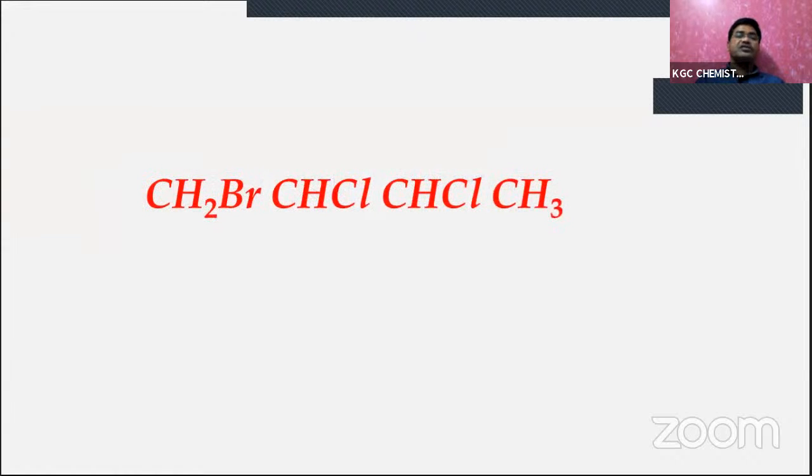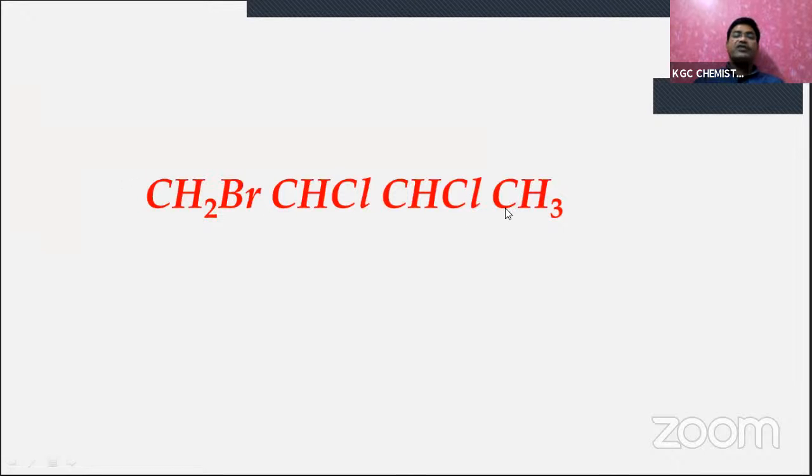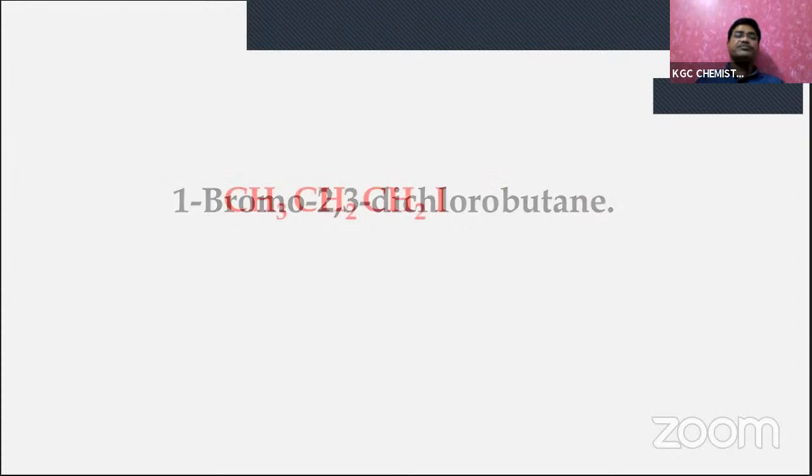Can you name this compound? This is CH2Br, CHCl, CHCl, CH3. Then how to name this one? Here 1 carbon, 2 carbon, 3 carbon, and 4. This is going to be 1-bromo-2,3-dichlorobutane is its name. 1-bromo-2,3-dichlorobutane.